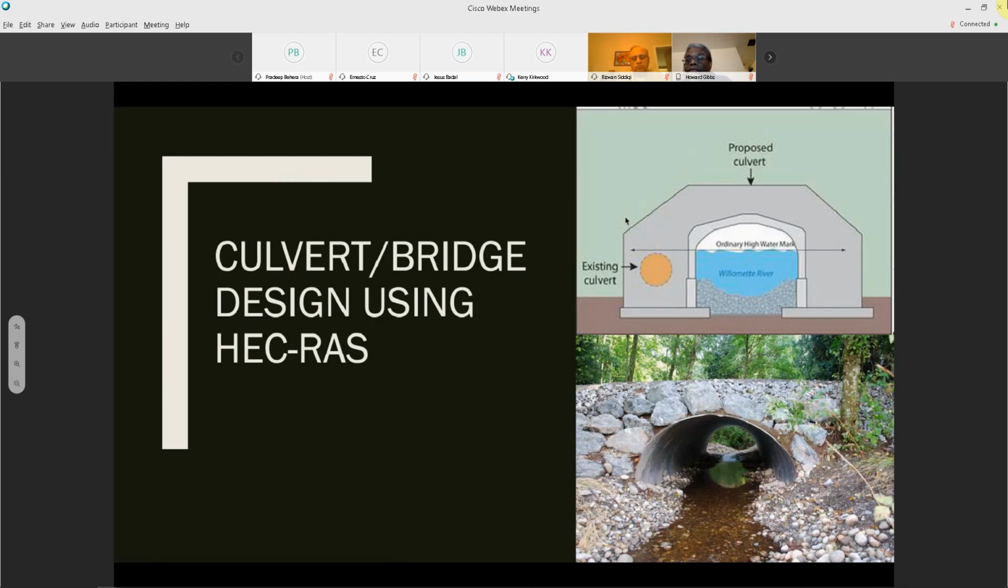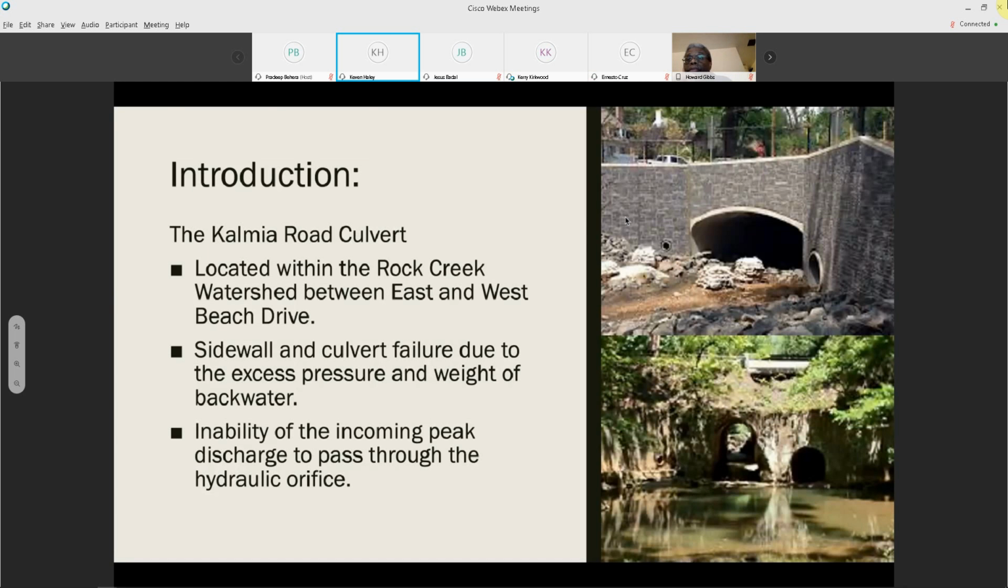Good afternoon, everybody. My name is Kevin Haley, and today I'll be going over our medium site project, which was the design of a culvert and bridge. Next slide. So, Hydrologic Engineering Center River Analysis System, HEC-RAS, is a computer software developed by the Army Corps of Engineers. This software allows the user to perform one-dimensional steady flow, 1- and 2-dimensional unsteady flow calculations, sediment transport computations, and water temperature and water quality modeling.